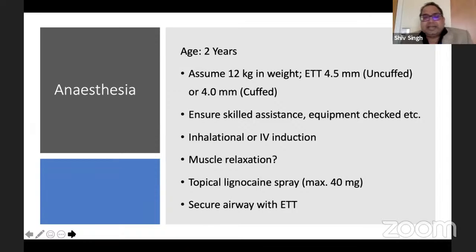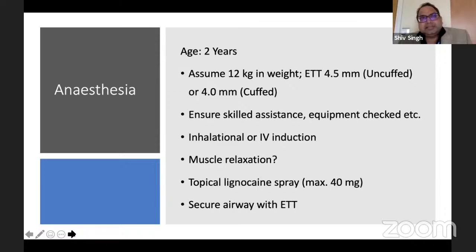And as far as induction is concerned, there is nothing right or wrong. You can actually do inhalation induction, but if you manage to get an IV cannula, then you can do IV induction as well. Do we give muscle relaxation or not? Some people believe that you can give muscle relaxation, as it makes things easier for inserting the bronchoscope. Others would just say, let's go for topical lignocaine and leave the patient breathing spontaneously.